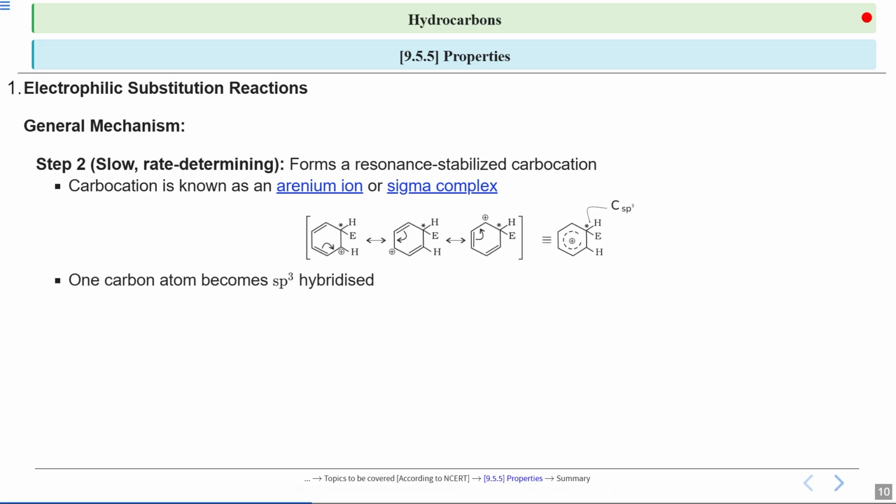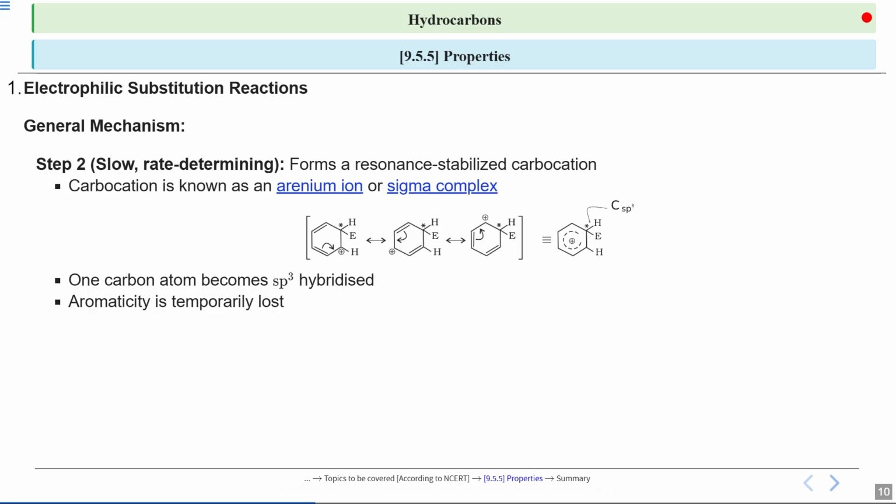So, why is the aromaticity lost? Because the carbon atom in the ring becomes sp3 hybridized. Normally, all carbons in the benzene ring are sp2 hybridized, making the compound aromatic. The change to sp3 disrupts the structure and disrupts delocalization as well, which is important for the aromaticity concept. As a result of this, the aromaticity of the compound is lost and the system becomes less stable.